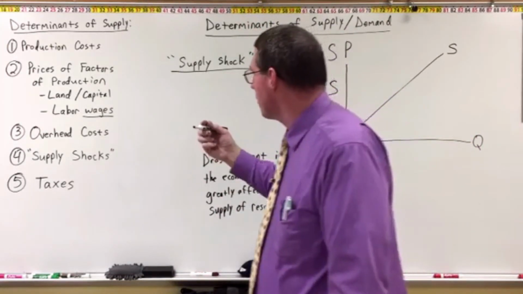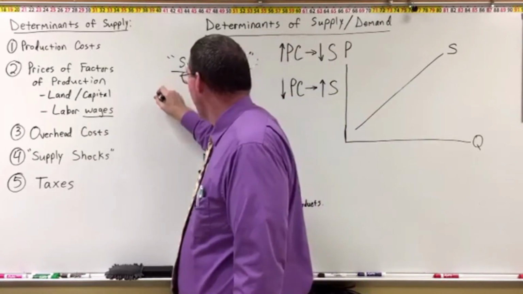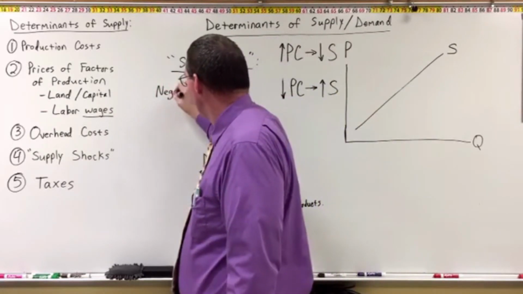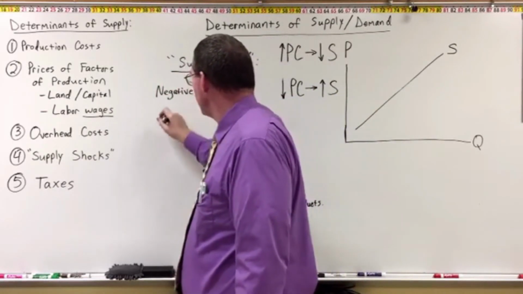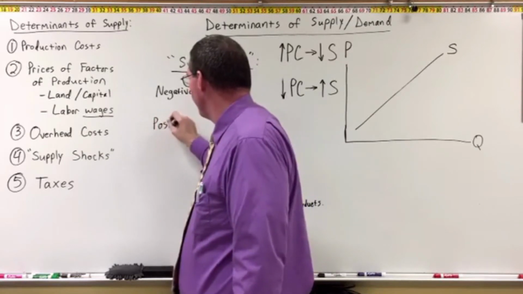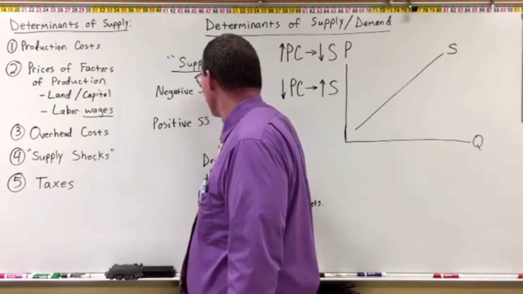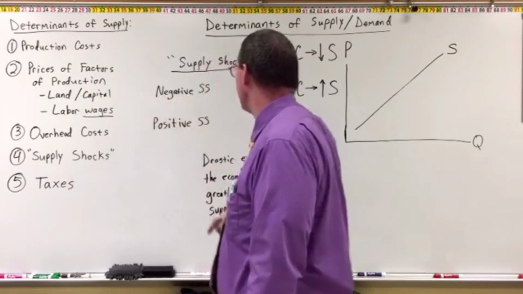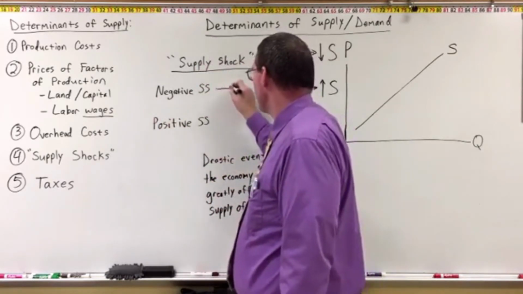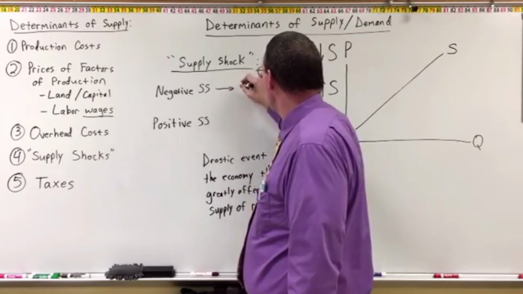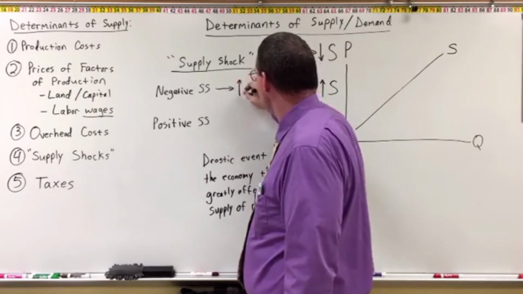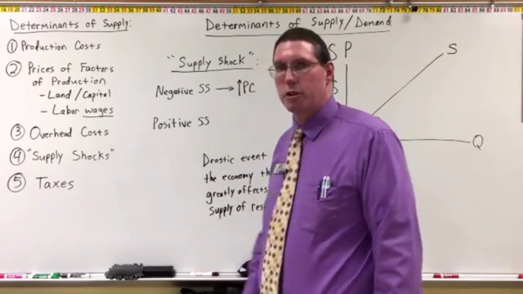And we can have two kinds of supply shocks. We can have negative supply shocks and positive supply shocks. Let's call them SS. So if we have a negative supply shock, that typically results in an increase in production costs.